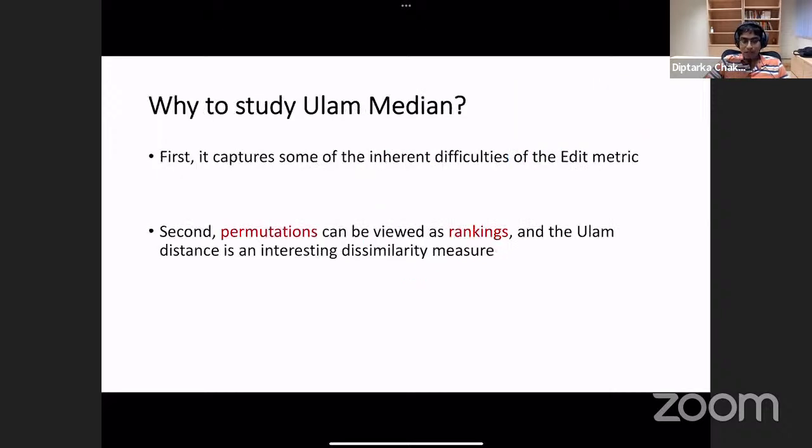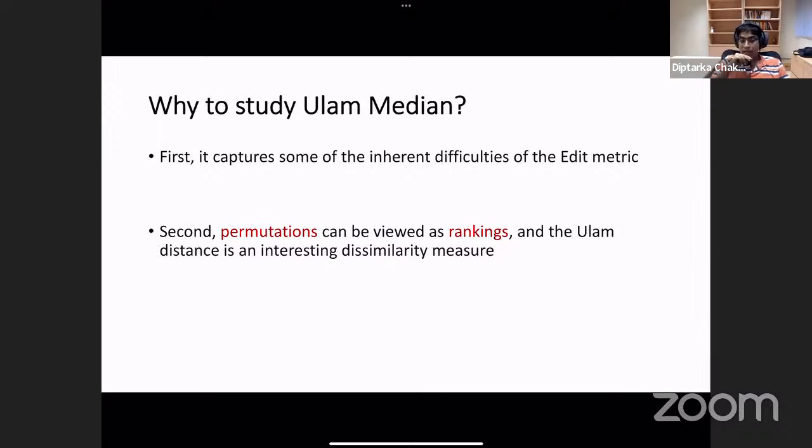Okay. So then why do we consider Ulam median? First of all, it captures several inherent difficulties of the edit metric. It is true even when we consider two strings as well. There is a huge literature on computing edit distance between two strings. And it turns out that when the input strings are permutations, then somehow it is easier to compute.